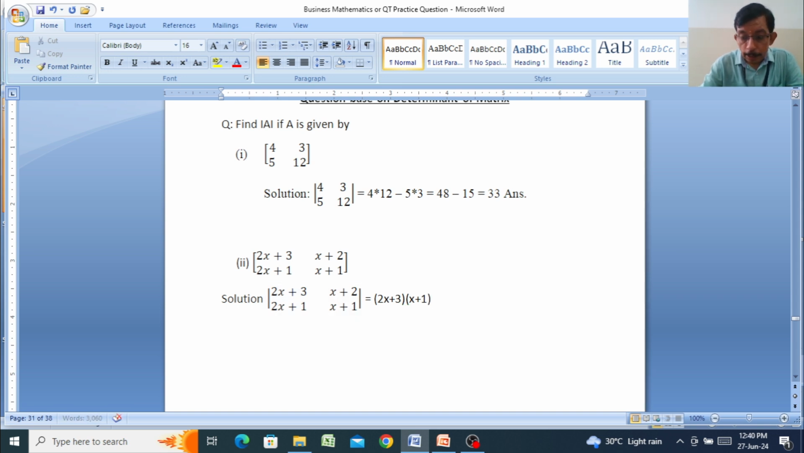The difference, minus 2x plus 1, x plus 2. Now, the difference of the multiplication of the diagonal elements: the first diagonal element 2x plus 3 multiplied by the second diagonal element x plus 1, minus the second diagonal 2x plus 1 multiplied by x plus 2. Now simplify in the next step.